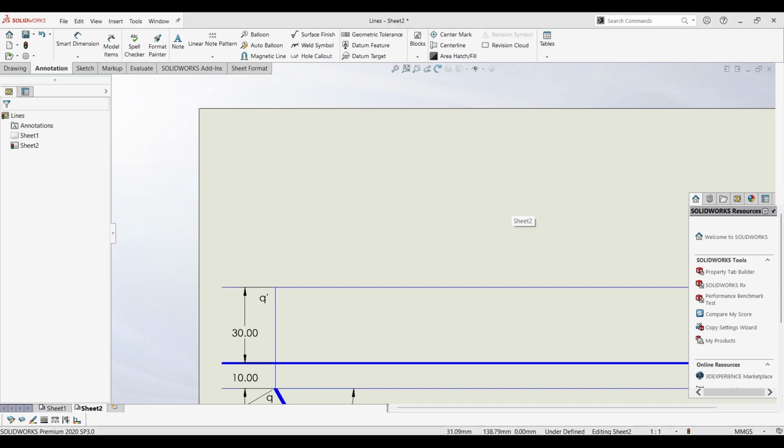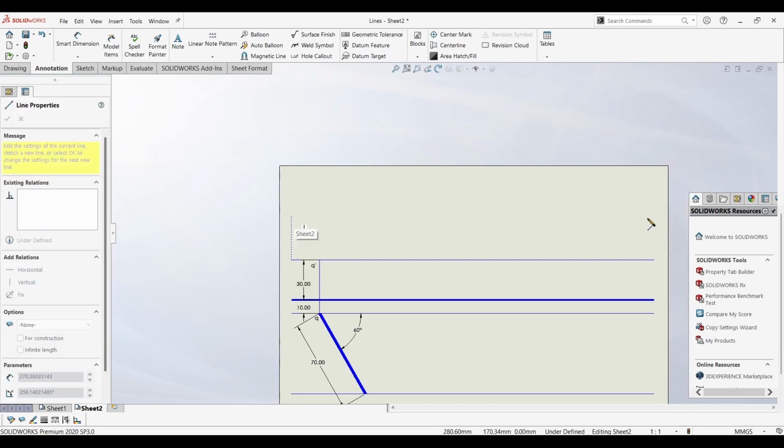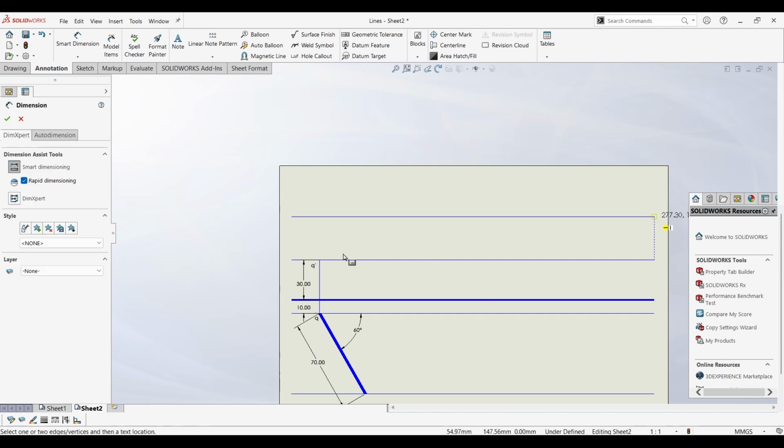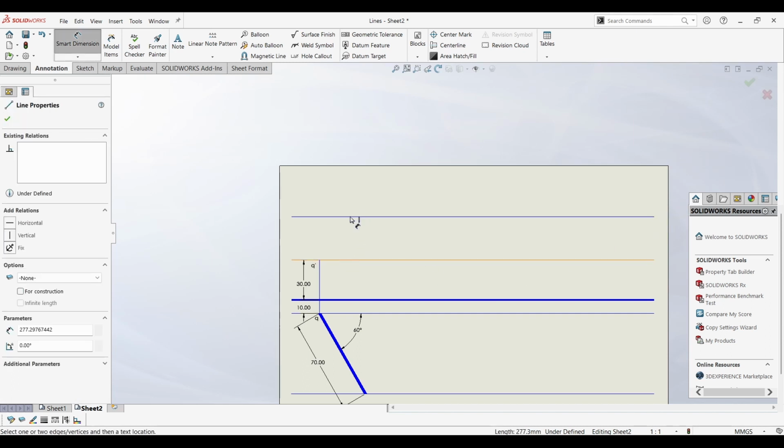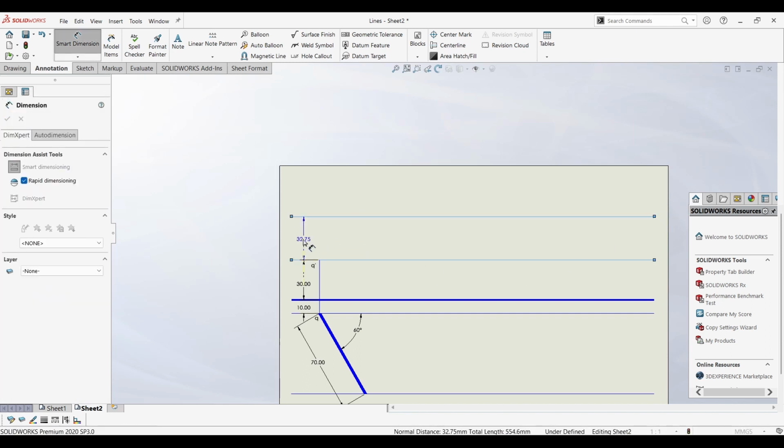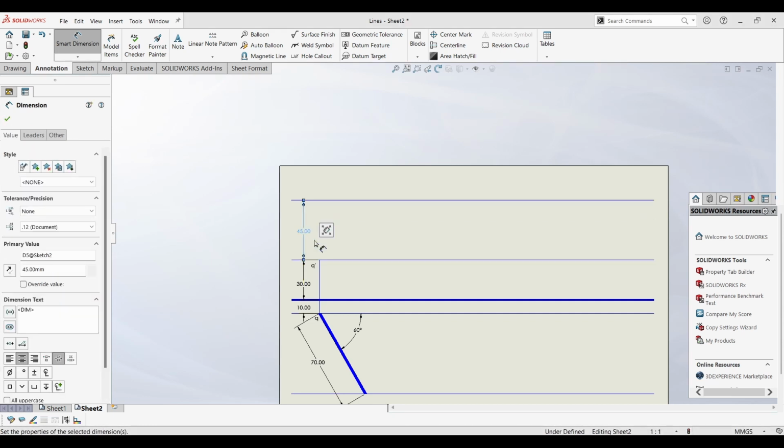As you can see here, this is point Q dash, and P dash, the distance given is 45 mm. So we will draw a line parallel to XY plane, and the distance between this and this is 45 mm. It is given in the question.